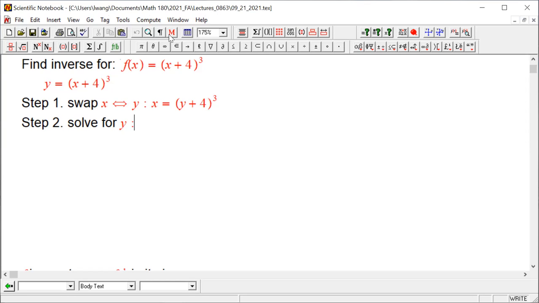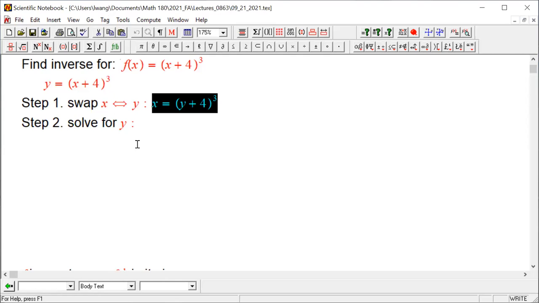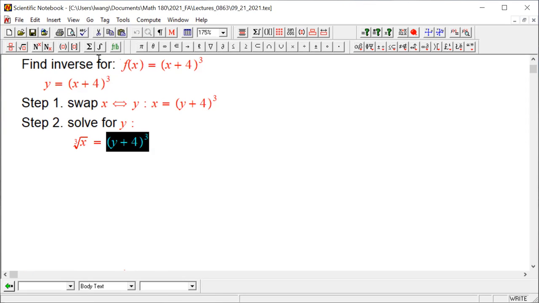Even though the swap doesn't result in any difference, the swap happened. If you make a program to do this, you have to do that, right? But anyway, without further ado, solving for y. How do we solve for y? I will take a cubic root on both sides. That's a good idea. Right? And then what? One side is the cubic root of x, and the other side, what is it? It's just y plus 4, right?